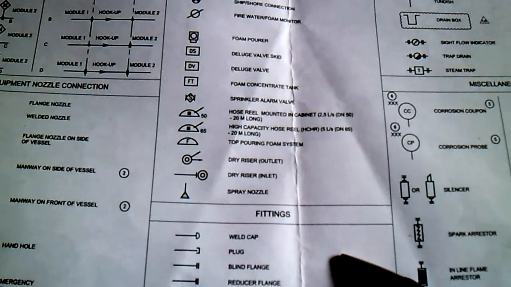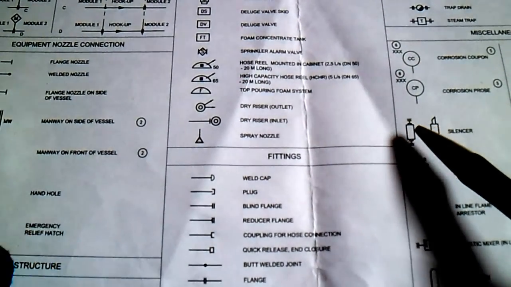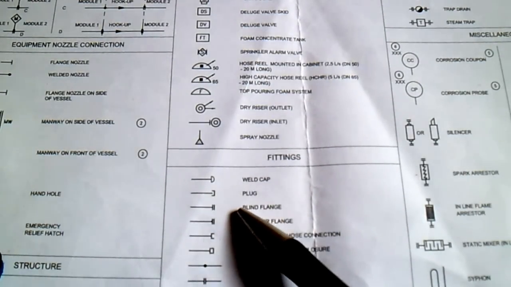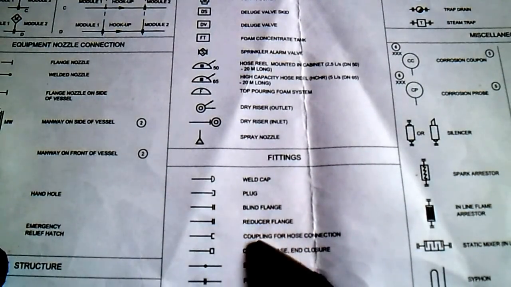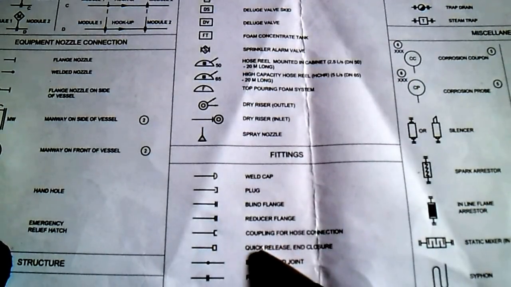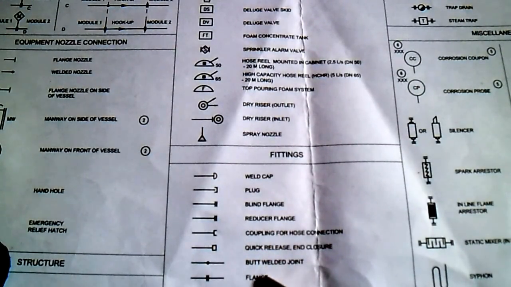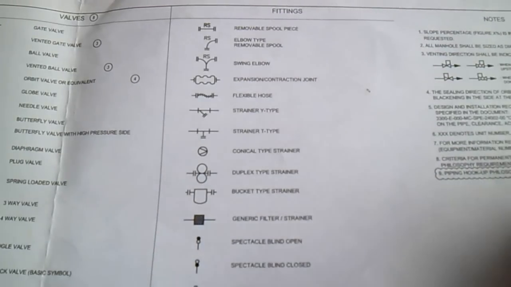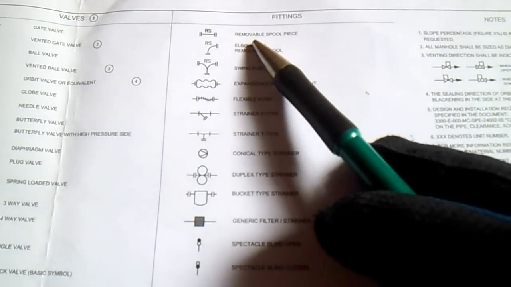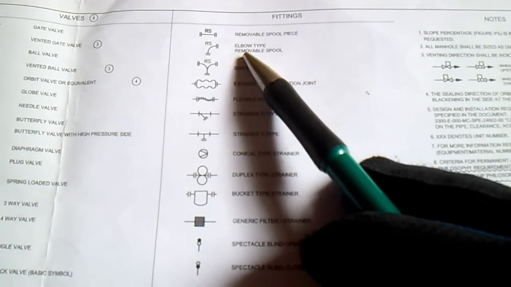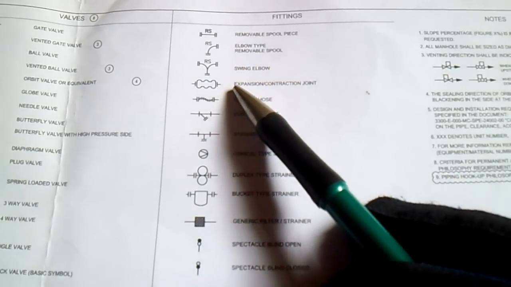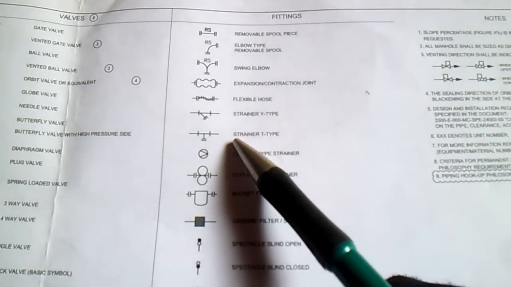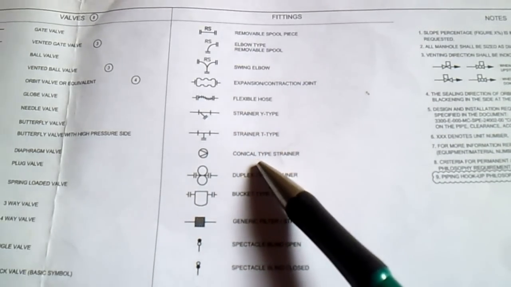From the fittings, these are the fittings. We have weld cap, plug, blind flanges, reducer flanges, coupling, quick release, butt welded joint, flanges, and clamp assembly. Next is removable spool piece, elbow type, removable spool, swing elbow, expansion, flexible hose, strainer Y type, strainer T type, cone type strainer.